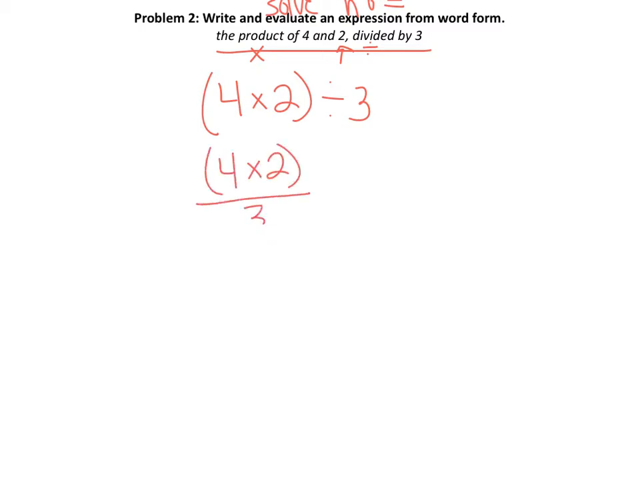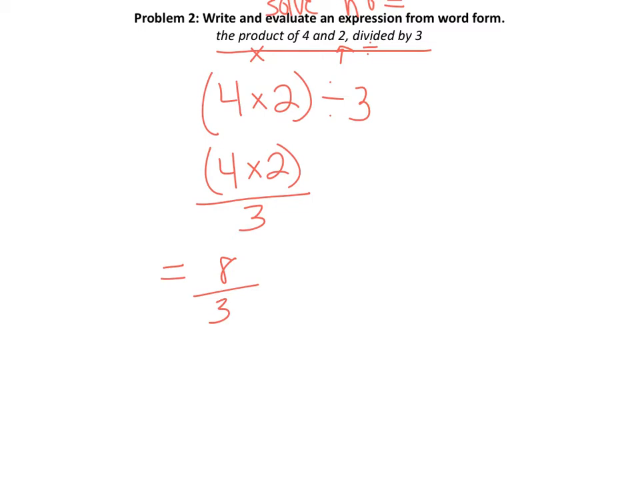So I need to do 4 times 2. So that's my first step. So I'm going to put parentheses around it, just like we were doing with the addition. And then divide it by 3. Or another way I could write that is 4 times 2 divided by 3. Both ways are correct. So let's start solving. 4 times 2 is 8 divided by 3.